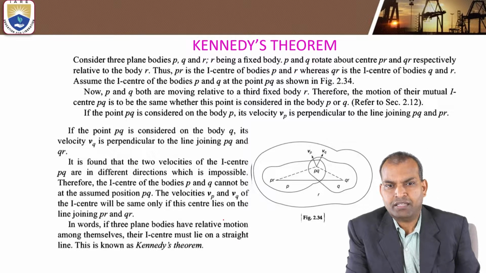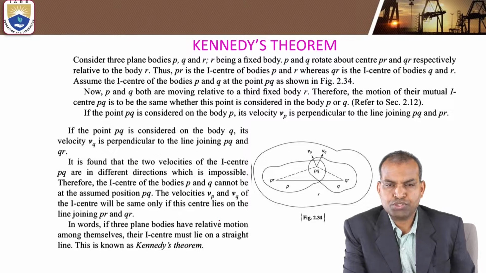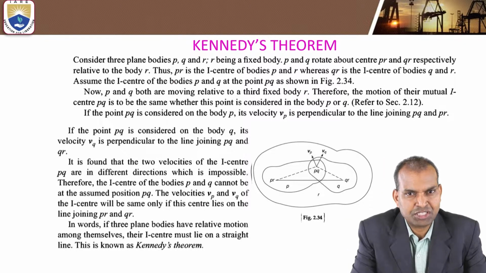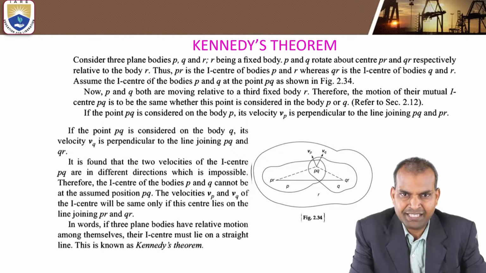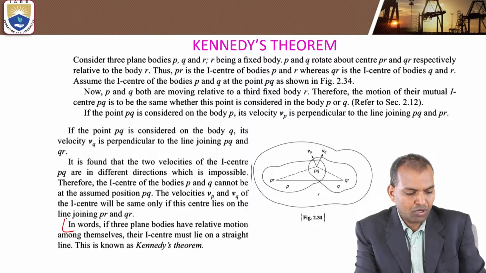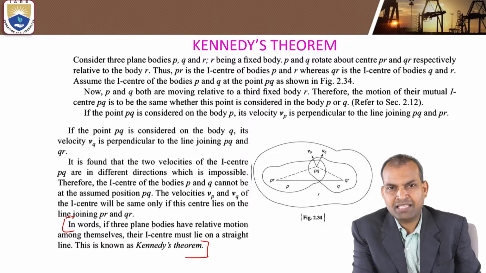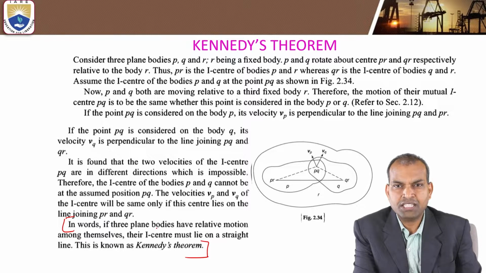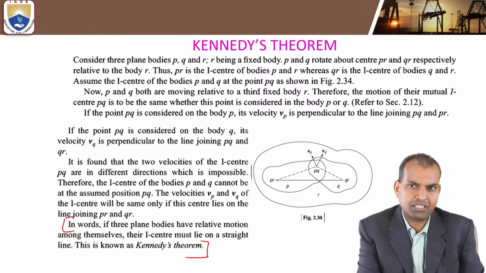Next, there is a theorem which is used to find out the location of the I centers. That theorem is known as Arnold-Kennedy's theorem. The Arnold-Kennedy's theorem states that if there are 3 plane bodies having relative motion among themselves, their I centers lie on a straight line. That is the theorem.